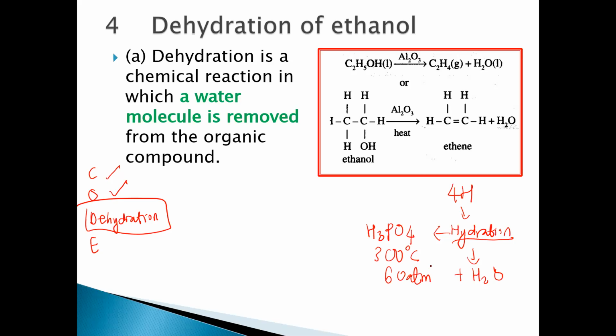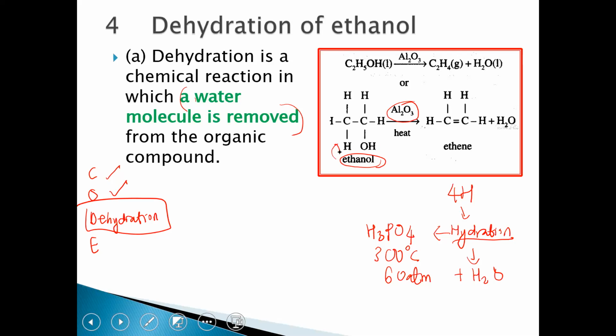Now when the teacher is doing dehydration, the teacher takes out the water molecule. I must use a catalyst. Here they show one catalyst: aluminium oxide. Later the teacher will show you a few more. I will use the example they gave you here. All of you agree that this substance is called ethanol? Yes. So it's ethanol.